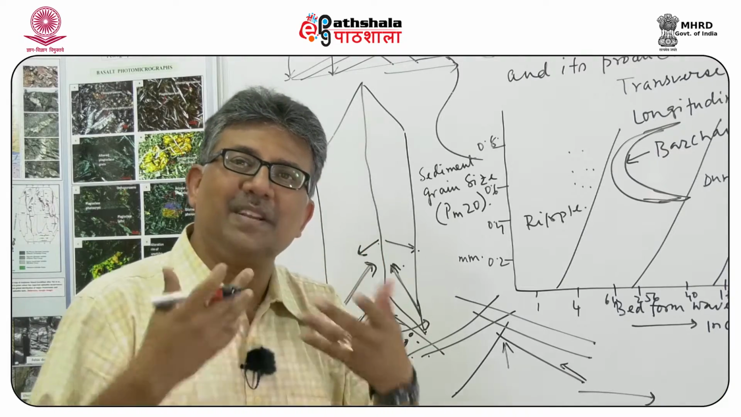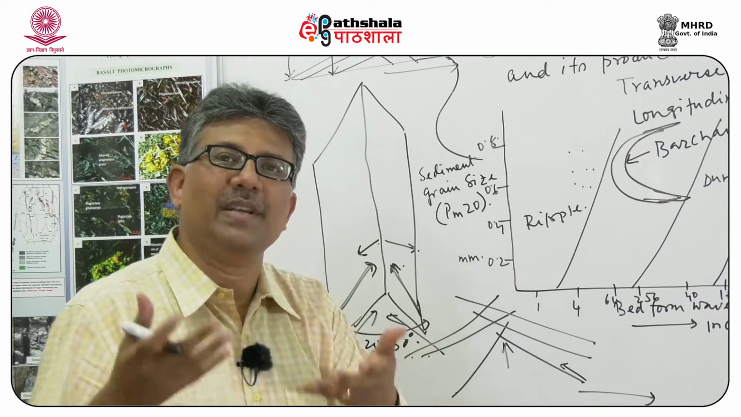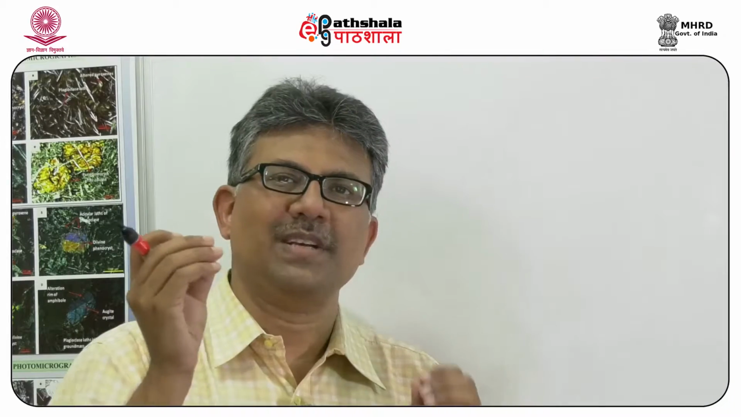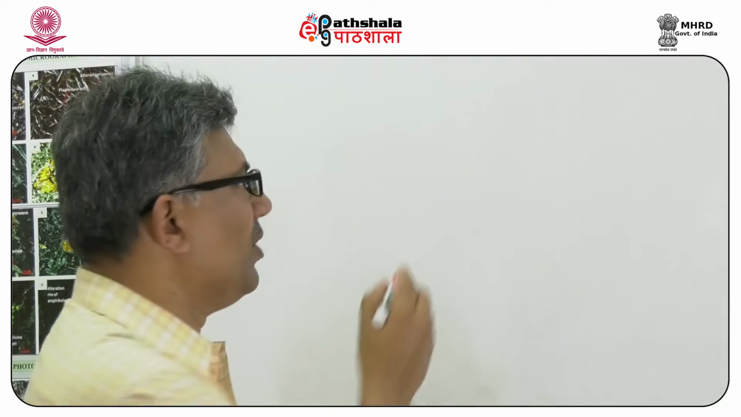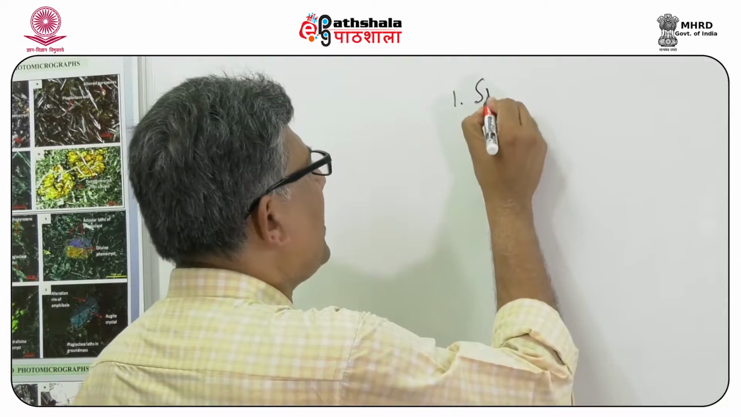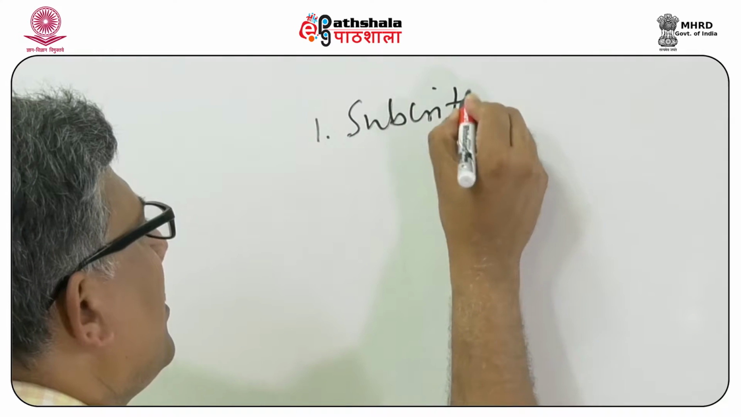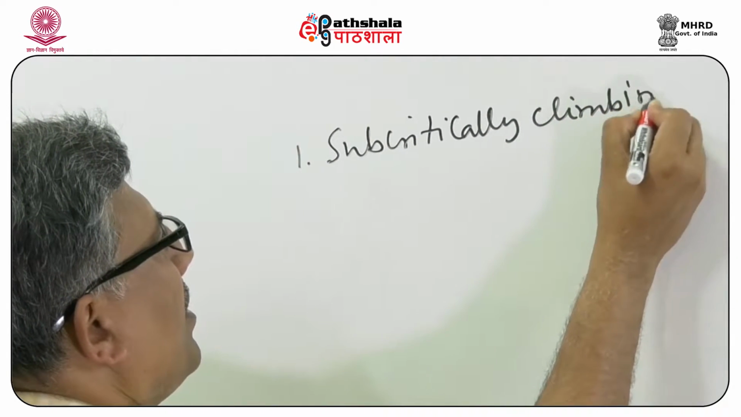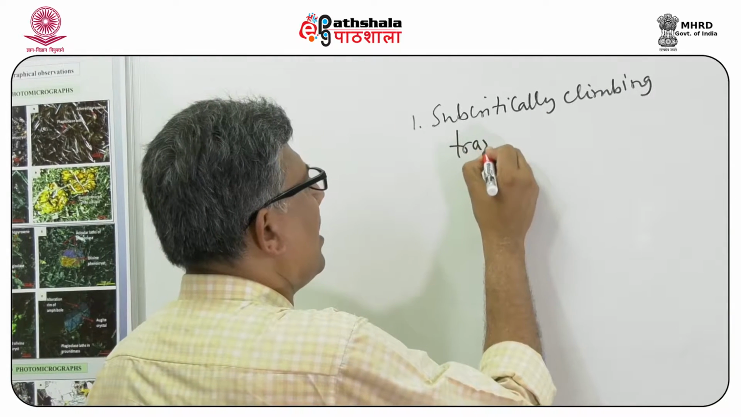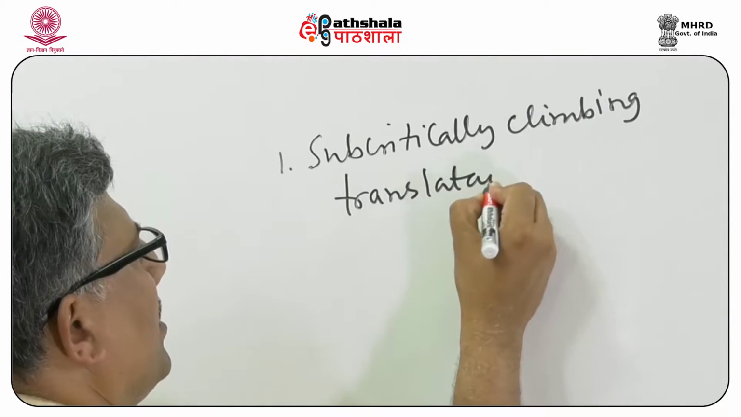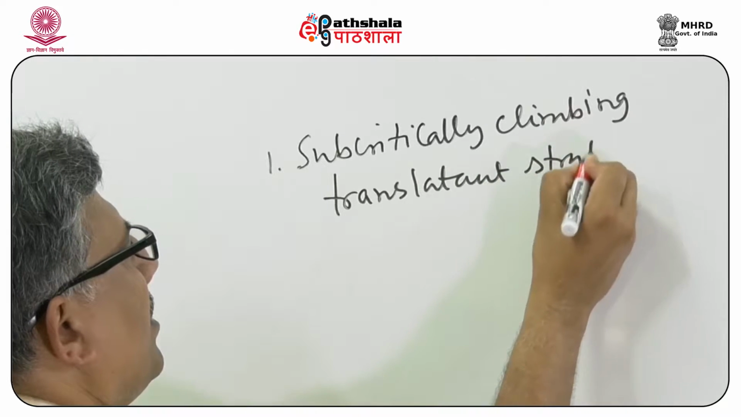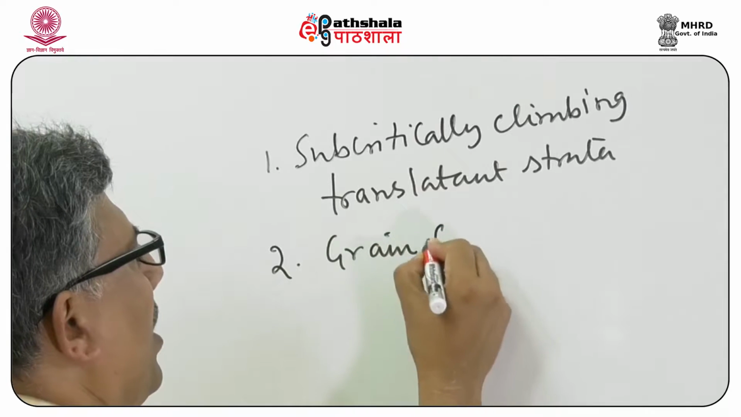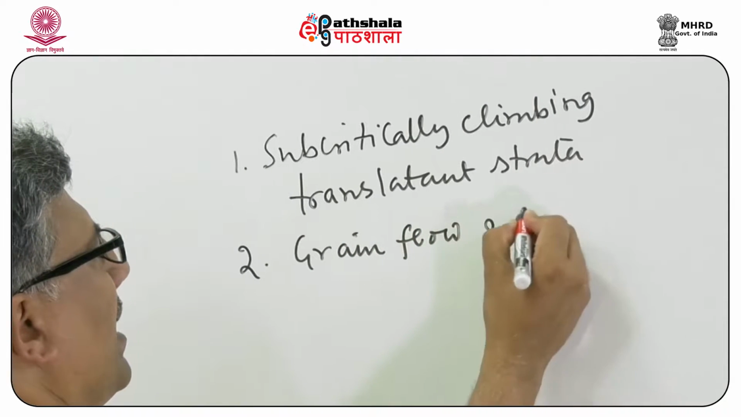Two different stratification styles that I specifically want to discuss with you. One, what we call the subcritically climbing translatent strata, and the second one, that is the grain flow and grain fall.